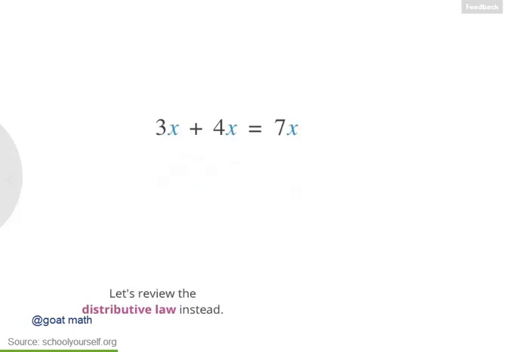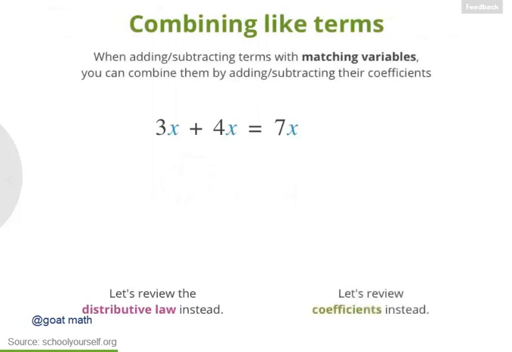In general, you can always combine like terms. Like terms are terms that have matching variables. In this example, both terms have the same variable x. Whenever you're adding or subtracting terms with matching variables, you can combine the terms by adding or subtracting their coefficients, which are the numbers in front of the variables. So to add 3x and 4x, you can just add 3 and 4 to get 7, and then remember to include the x. Try another example.